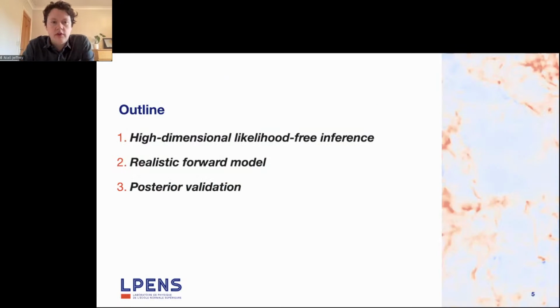So the steps here. The first step is this approach, which is likelihood-free inference, and in particular, how we're able to do this likelihood-free inference in very high dimension. Then I'll talk about our realistic forward model, how we're able to generate realistic synthesis of the B-mode foregrounds from dust in a way that is realistic enough to do this method. And we're able to do that efficiently and fast. And finally, I'll talk about how we actually validate this posterior distribution.